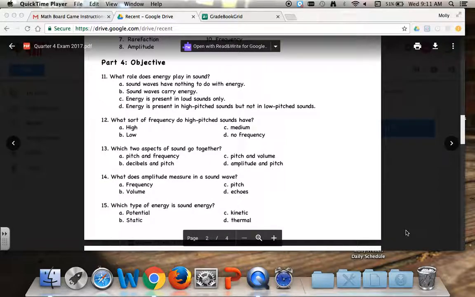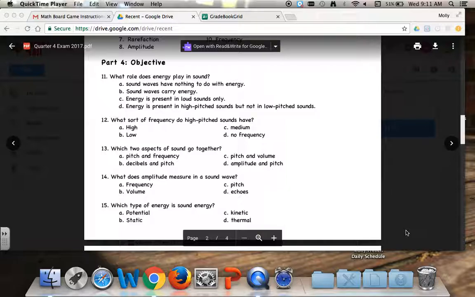Part 4. Objective. Number 11. What role does energy play in sound? A. Sound waves have nothing to do with energy. B. Sound waves carry energy. C. Energy is present in loud sounds only. Or D. Energy is present in high-pitched sounds but not in low-pitched sounds.